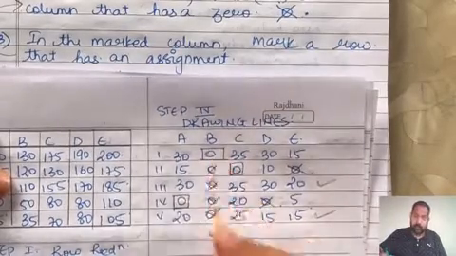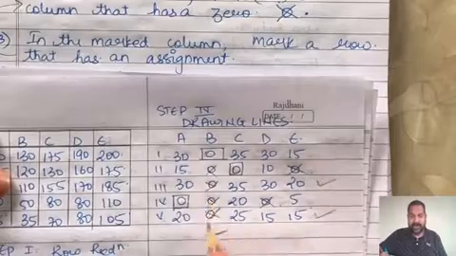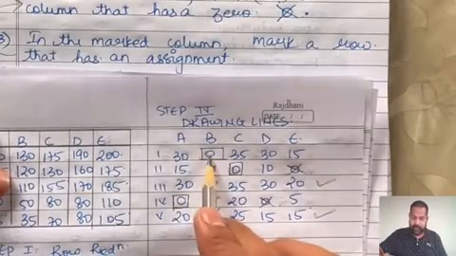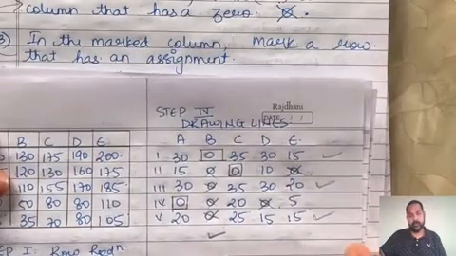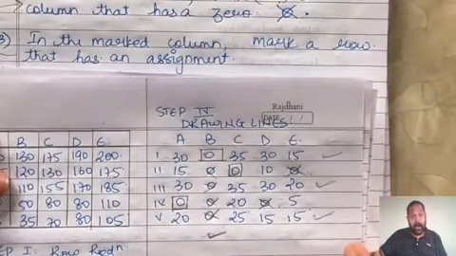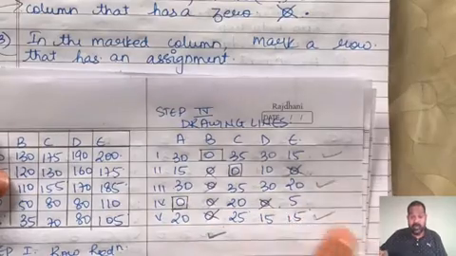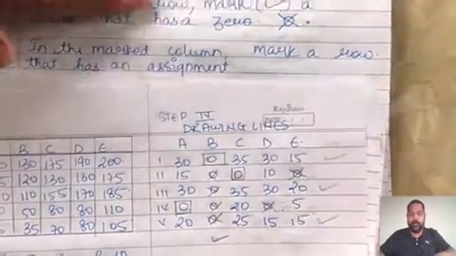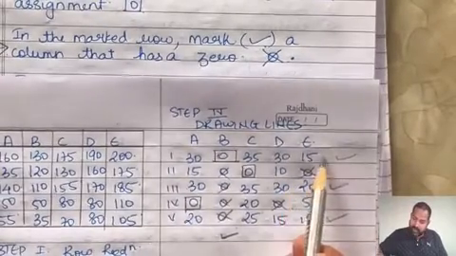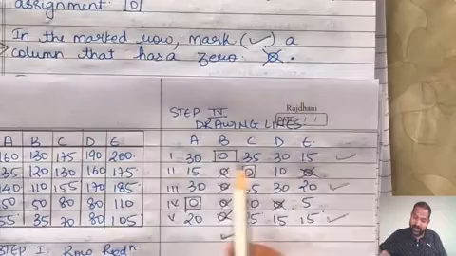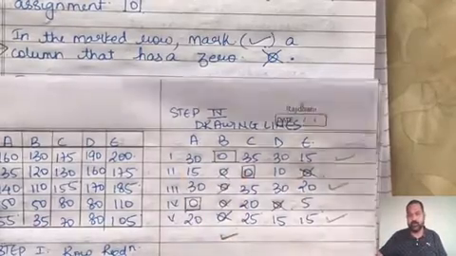In the marked column, mark a row that has an assignment. This row has an assignment. Mark this. Now, go to step 2. What was step 2? In the marked row, mark a column that has a 0. Well, there is no 0.